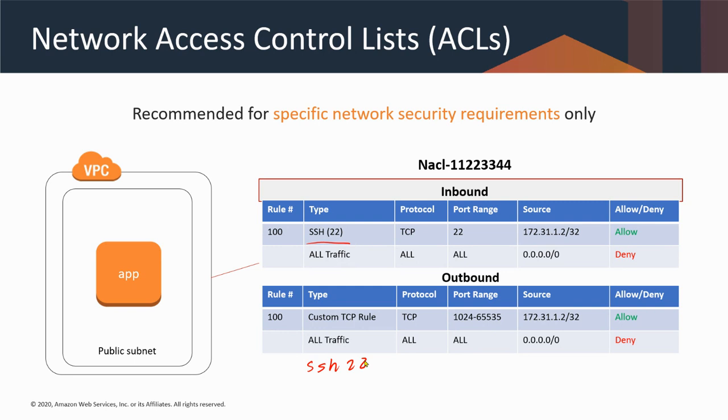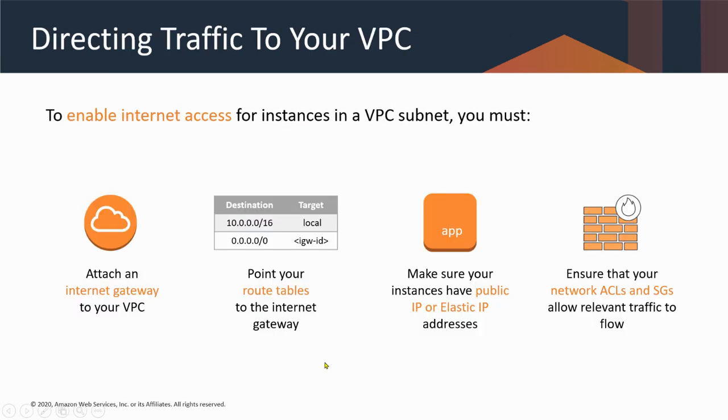Right? So stateful for the security group versus stateless for the network access control list. An instance level for the security group versus a subnet level for the network access control list. So now you pretty much understand that if I want to communicate with an instance from the outside world, I need a few things. I need that instance to be in a VPC where there's an internet gateway attached.